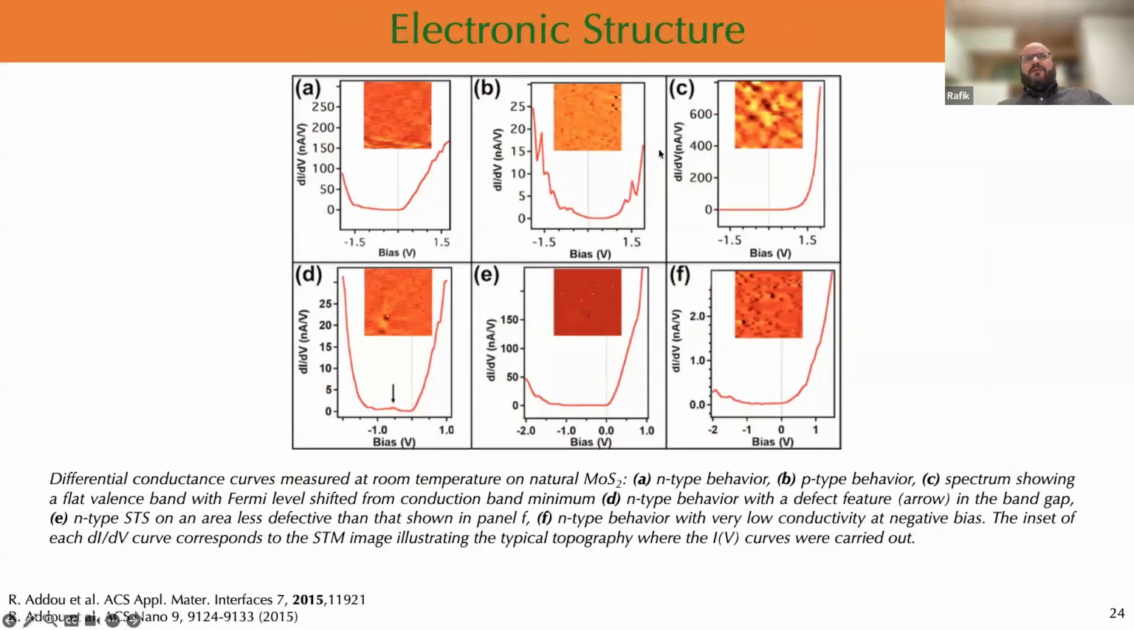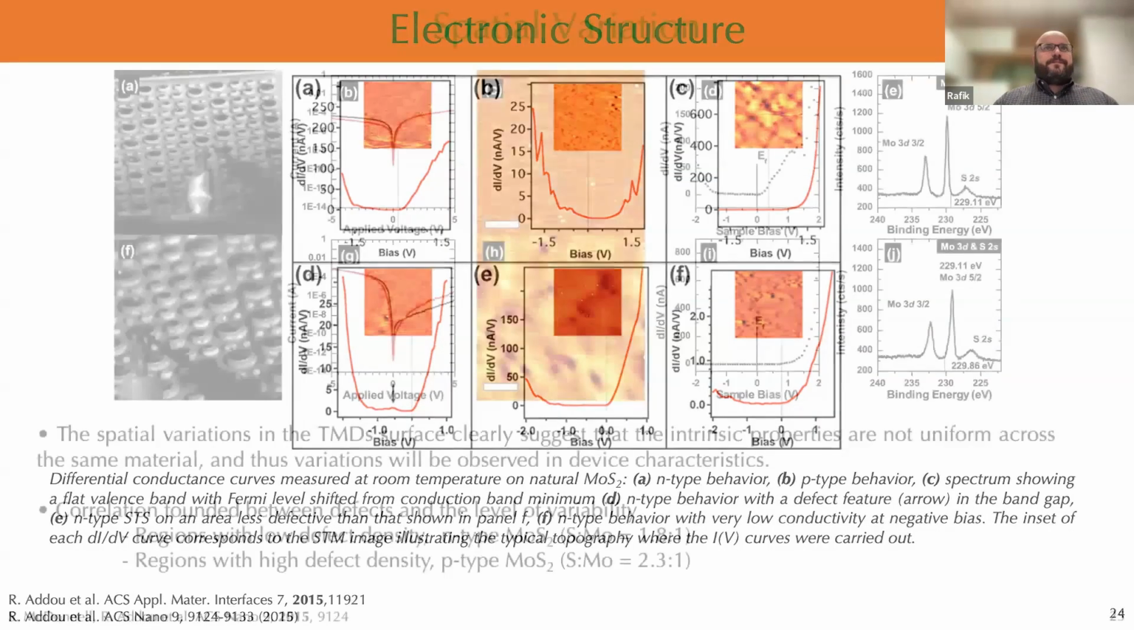When we want to see how this will impact, you can see when we do scanning tunneling spectroscopy, our goal is actually to measure the band gap. But from one region to another, we can see there is really a lot of variation: the position of the Fermi level is changing, the size of the band gap, and the defect states inside the band gap also. This will definitely explain why from paper to paper the performance is different.